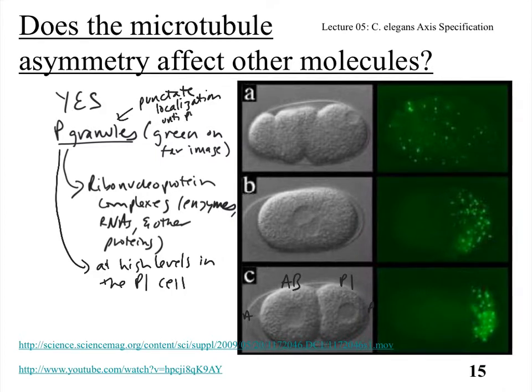until the pronuclei merge. And remember that that's when these microtubules are localizing. And so they're going to start to grab onto these different P granules and yank them over to the posterior side.